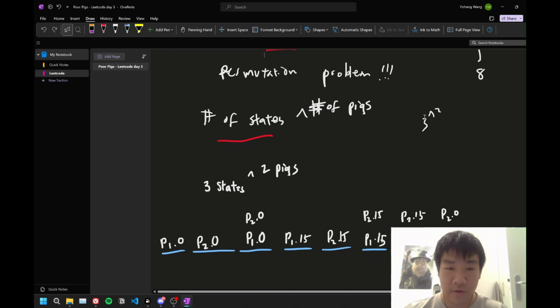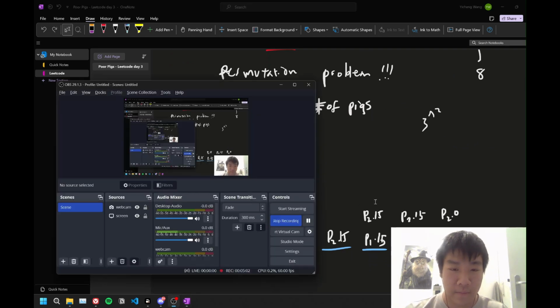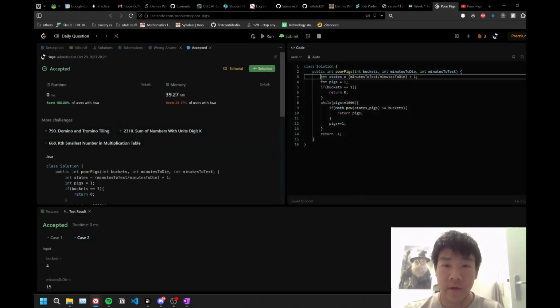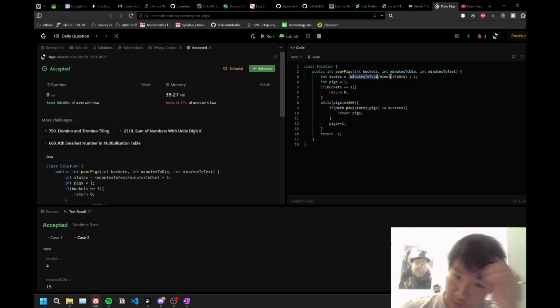I'm going to start recording once I have the coded solution up. Okay, fast forward. The coding is done. Here it is. So you just do the division, right? And then, fortunately, this floors the double for us. And then we add 1 because of the untested bucket. And we start pigs at 1.